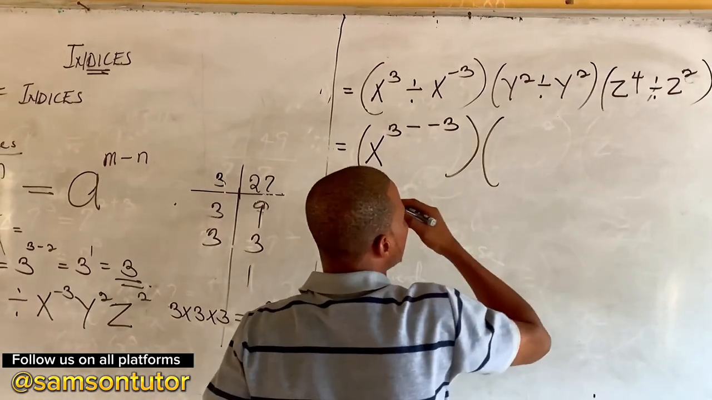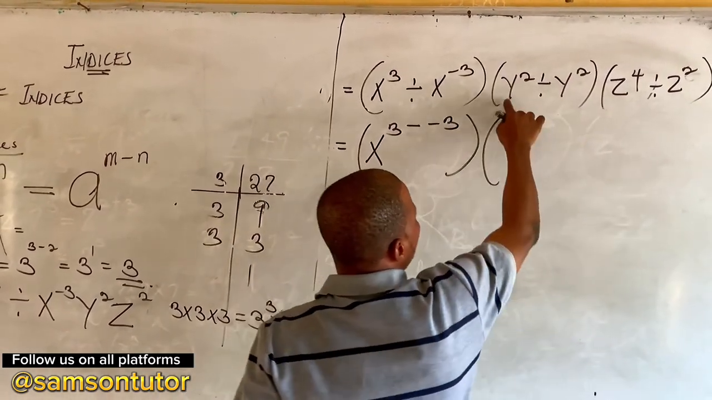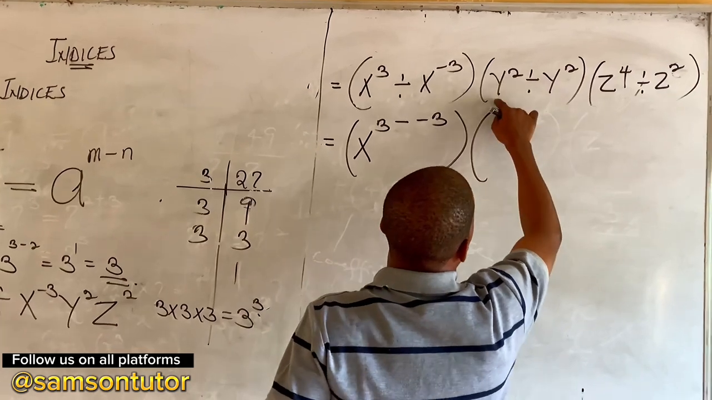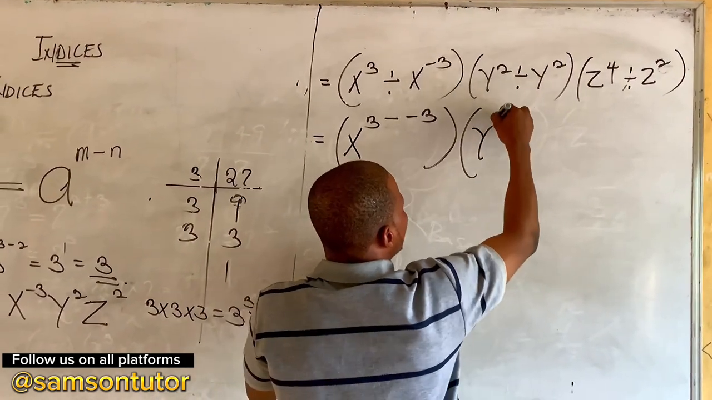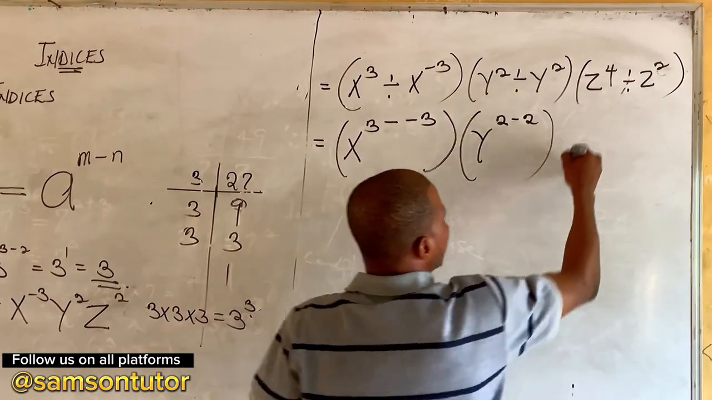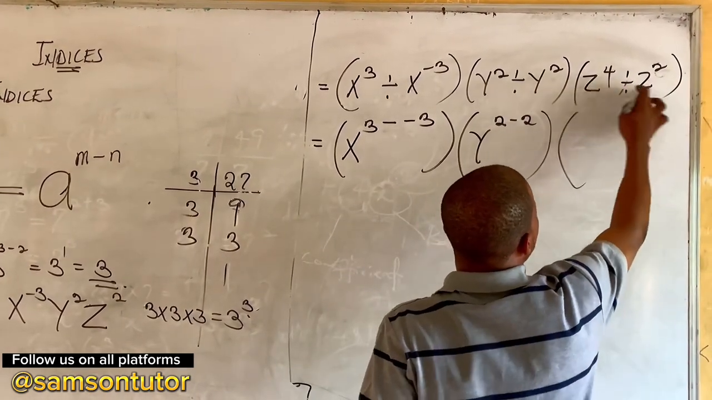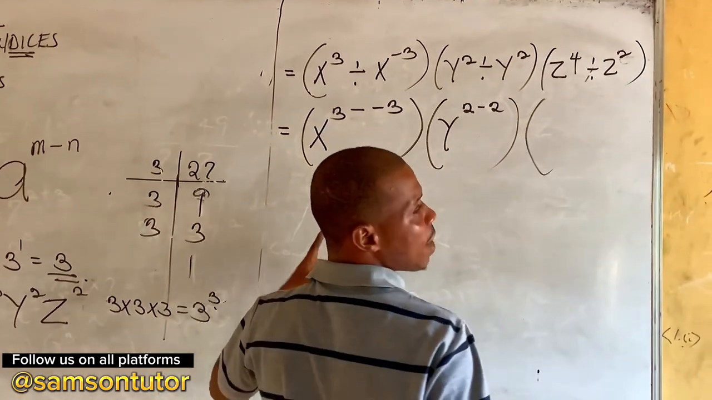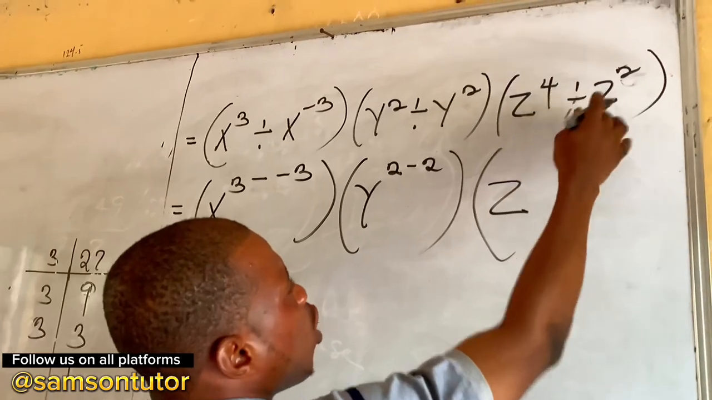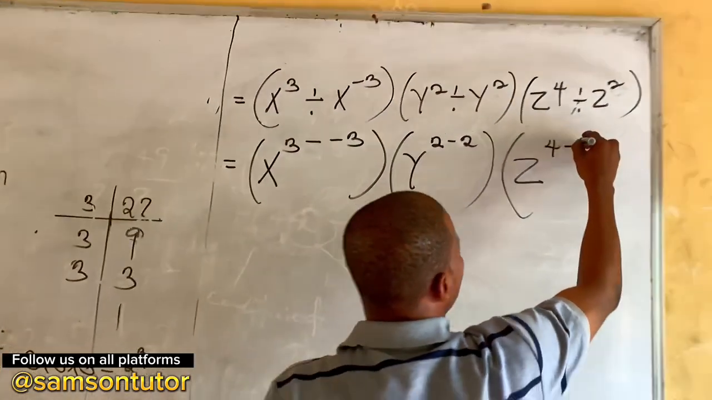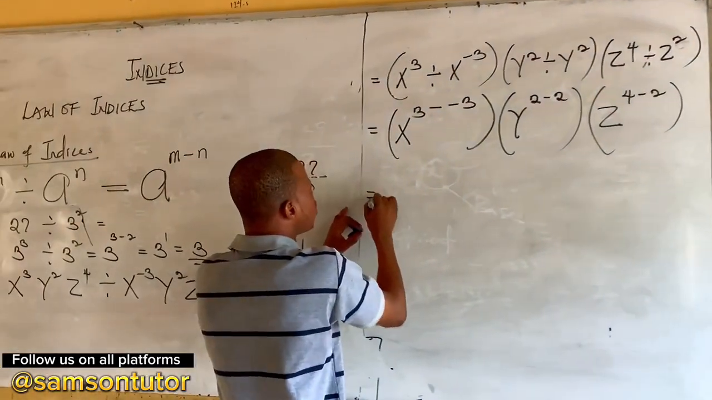Here also we have the second law of indices, which says whenever we have the same base dividing each other, we have y raised to the power 2 divided by y raised to the power 2. We take one of the base, we say y raised to the power 2 minus 2. And here also the same second law of indices is applicable, which says that whenever we have the same base dividing each other, we take one of the base and you subtract the power, which says 4 minus 2, which equals 2.